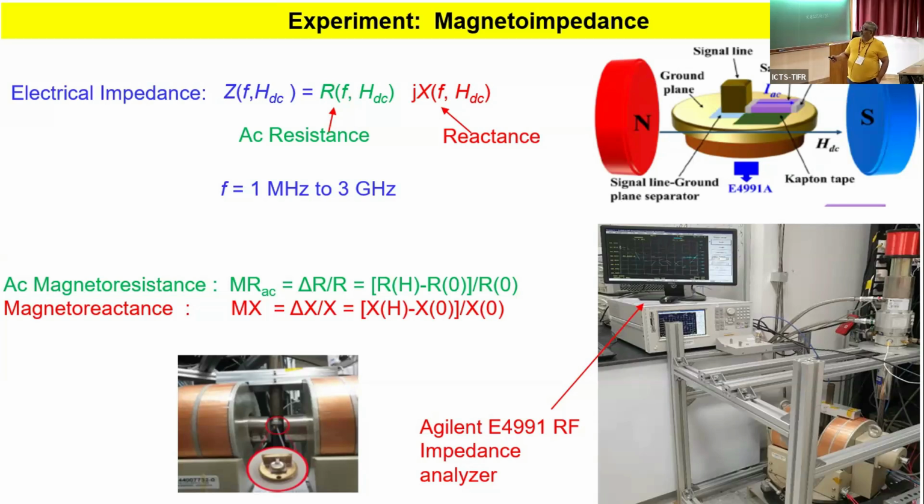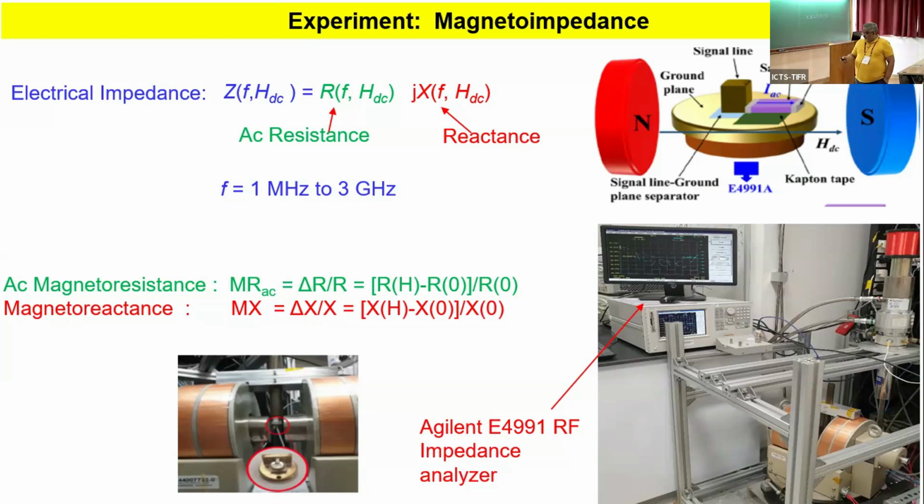So the sample is this purple color basically here. The current or the voltage is passed through the signal line, goes through the sample and comes back to the impedance analyzer, which measures by the RF I-V method the impedance of the sample, that is Z. Then you sweep the DC magnetic field, we use an electromagnet, which is shown here. So this is just a one-port measurement.